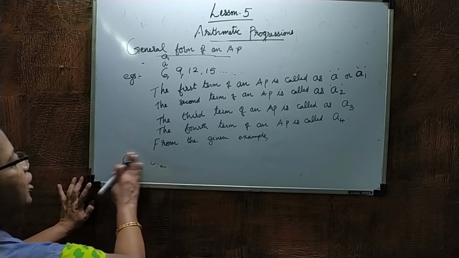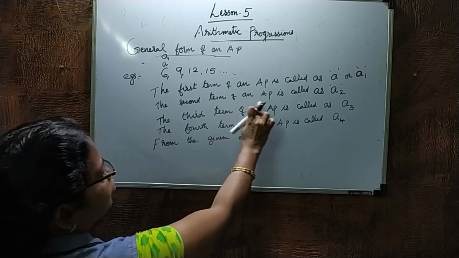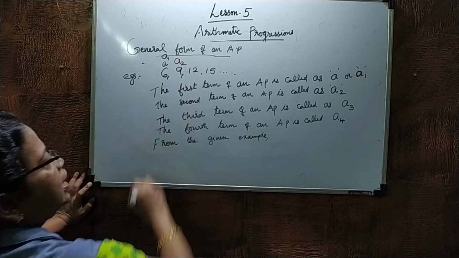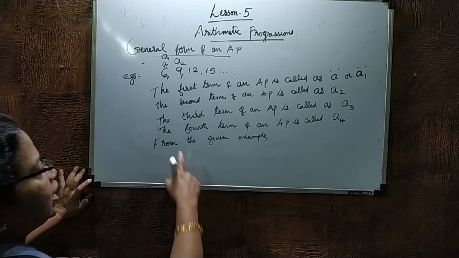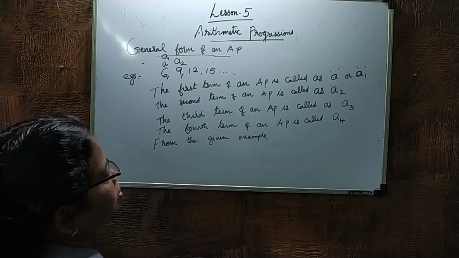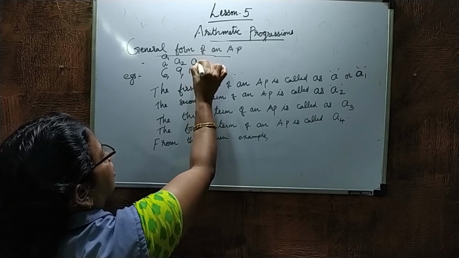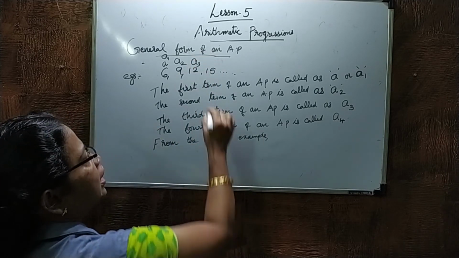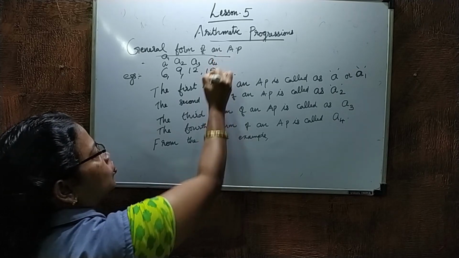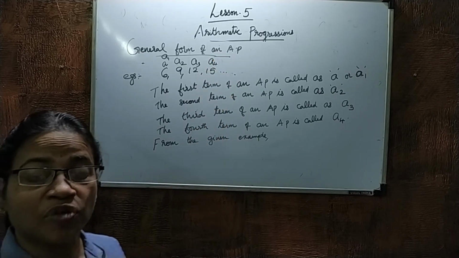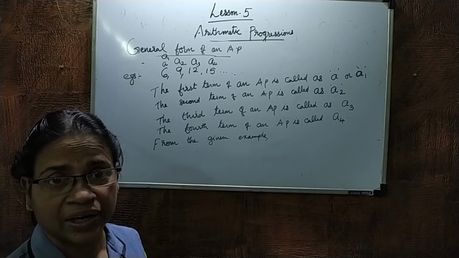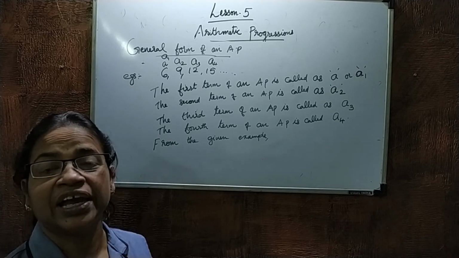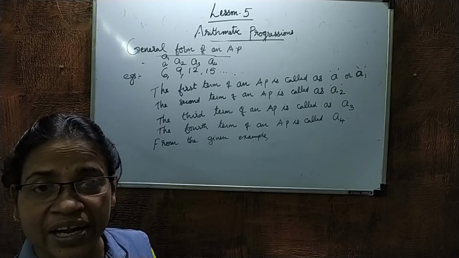Clear? Okay. Now second term. The second term of an AP is called A2. So here what is the next one? 9 is A2. Then the third term of an AP is called A3. Here it is A3. And then the fourth term of an AP is called A4. It is A4. If ninth term of an AP is A9, the 100th term of an AP is A100. The nth term of an AP is AN.